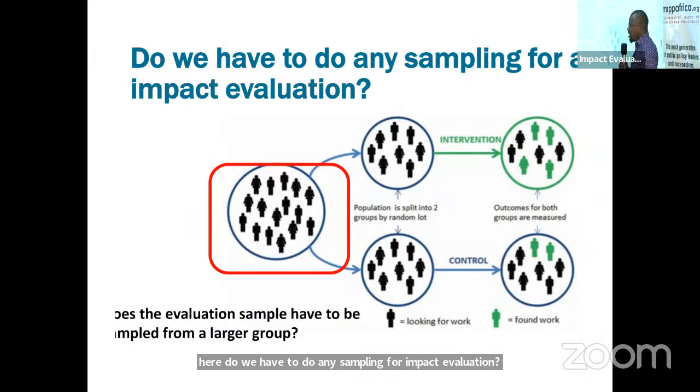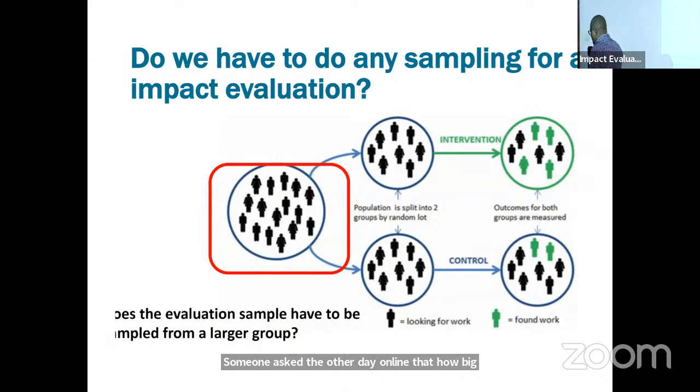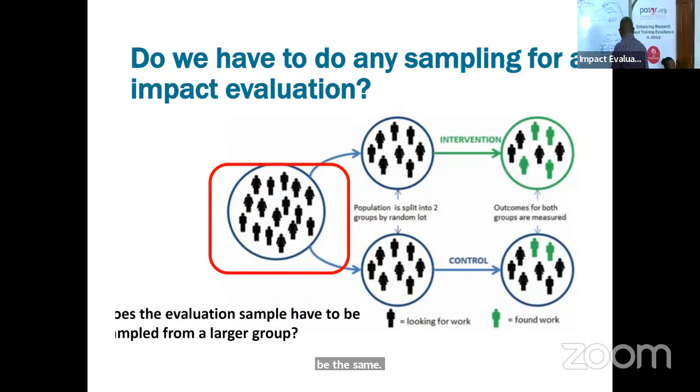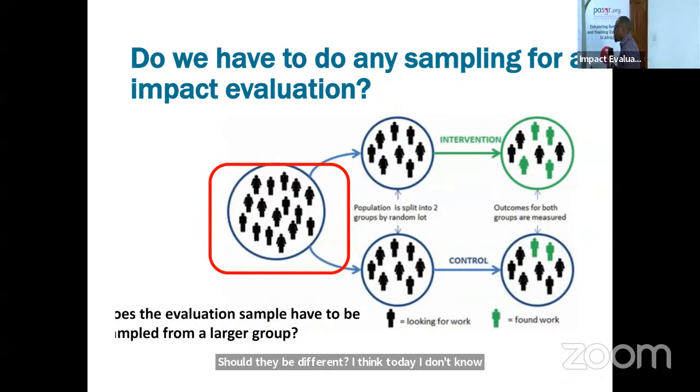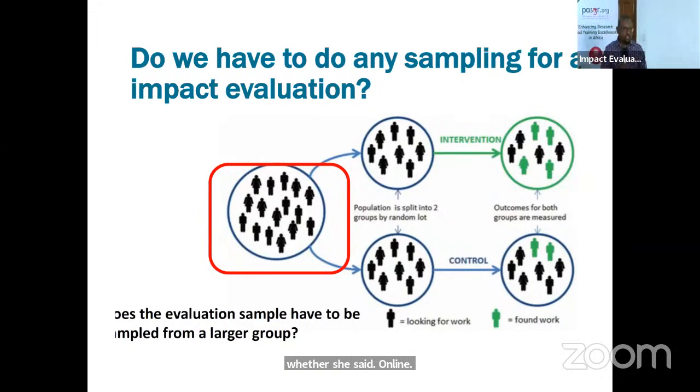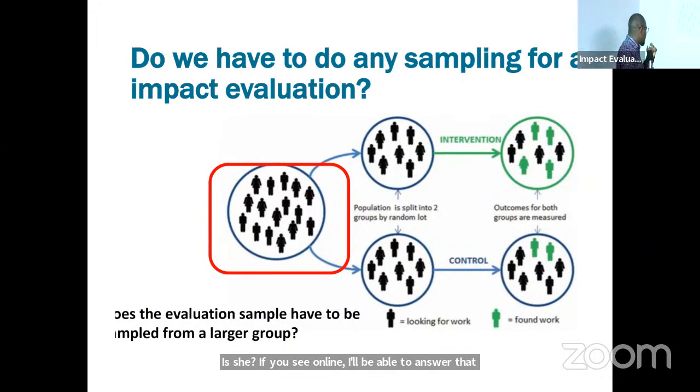Someone asked the other day online how big the sample should be between the control and treated group. Should it be the same? Should they be different? I don't know whether she's still online. If she's still online, I'll be able to answer that question. I asked her to pause until we get here.